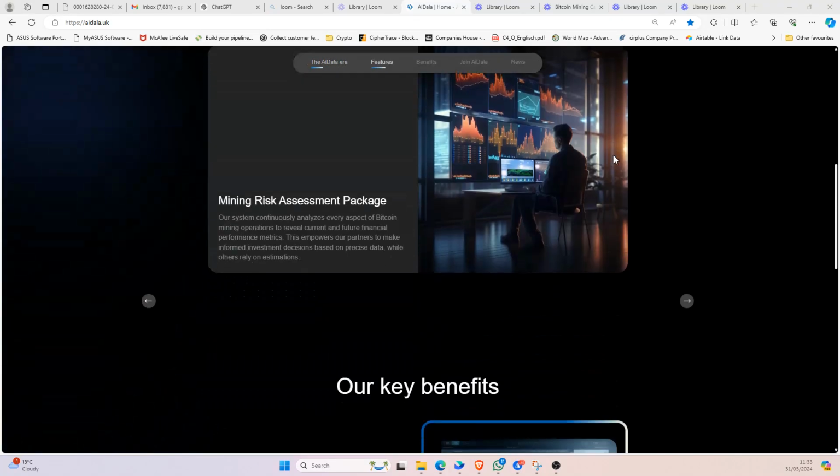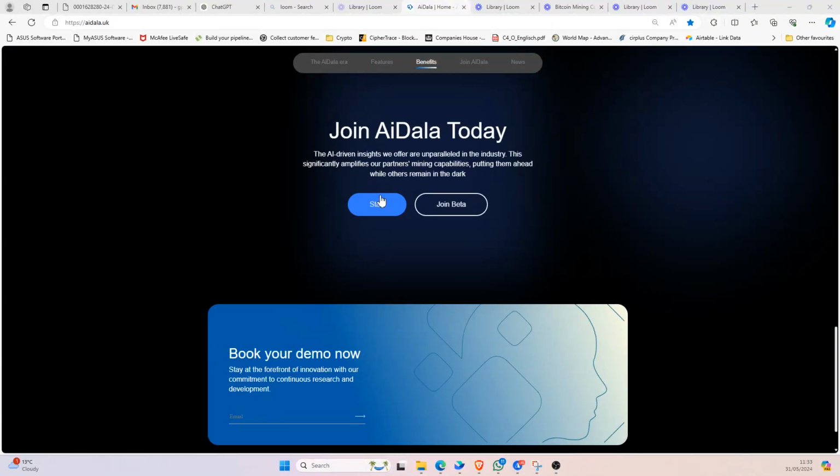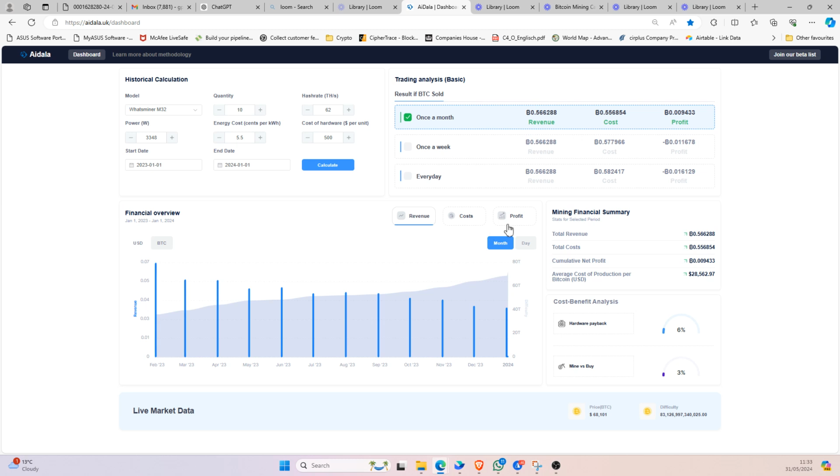So let's go straight into it. You click start and you got your calculator. Here, the top part is your inputs, bottom output. On the left side of your inputs is pretty straightforward. You select model, hash rate, and the power pulled automatically.